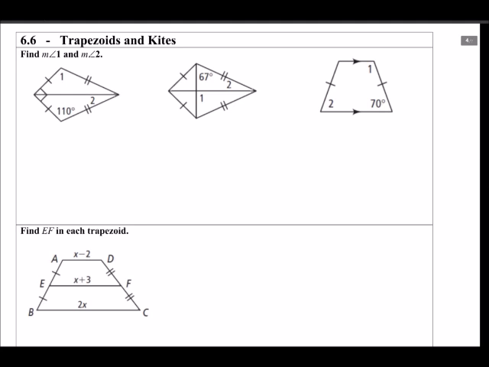Trapezoids and kites. Finally, we've already done a few of these. That's all right, though. We got this. Find the measures of angle 1 and angle 2. All right, well, we've got a kite here. And what do we know? How are we going to find the measure of angle 1?